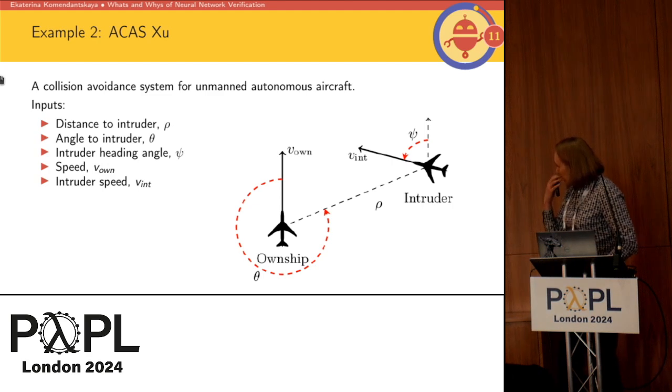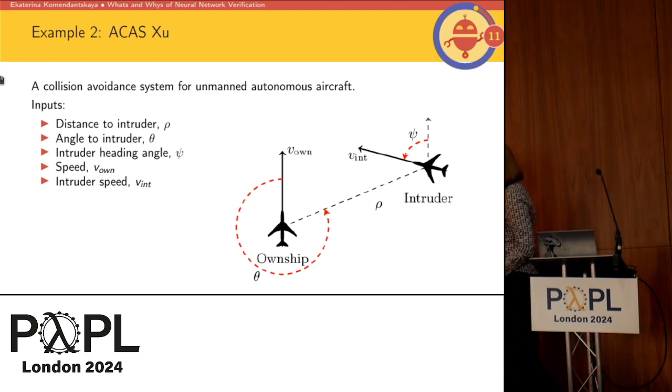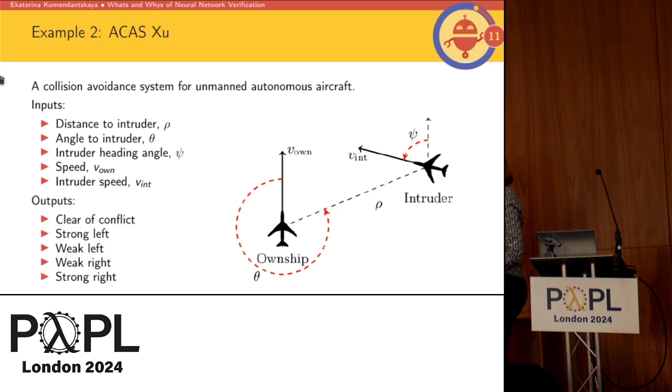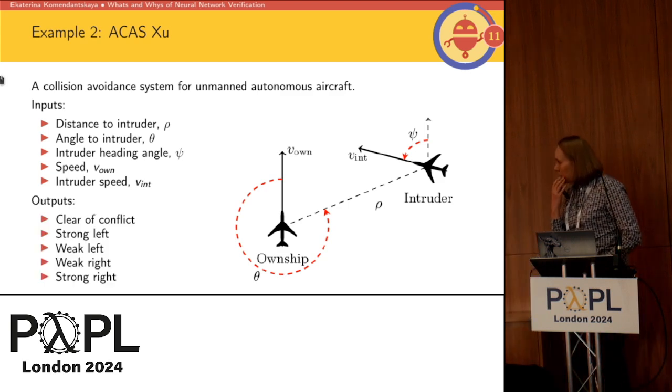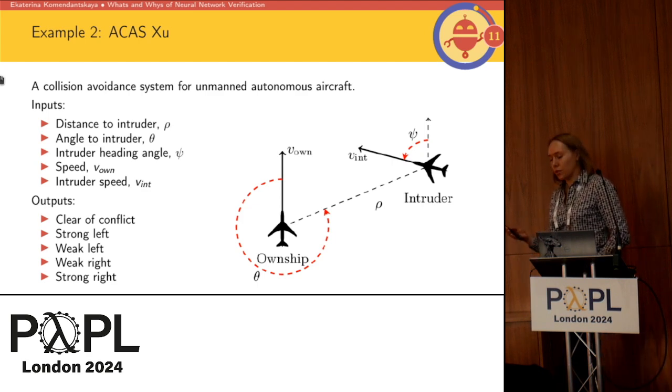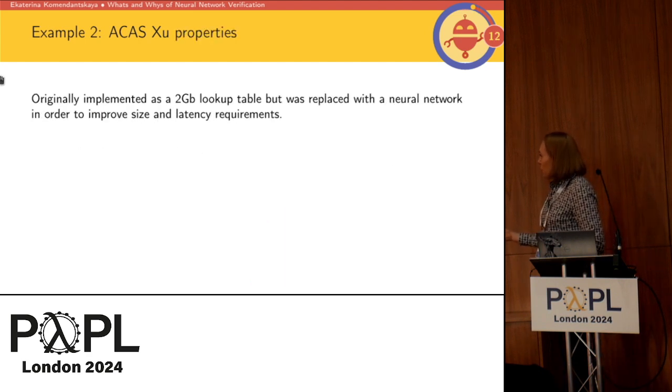So these are those different parameters that you've got, and outputs. Strong left, weak right, strong right. Okay, so originally this problem was implemented as a lookup table. So this is your classical algorithm, whichever you wanted to use. And it was used for many, many years. It was quite large. It was a 2 GB lookup table.